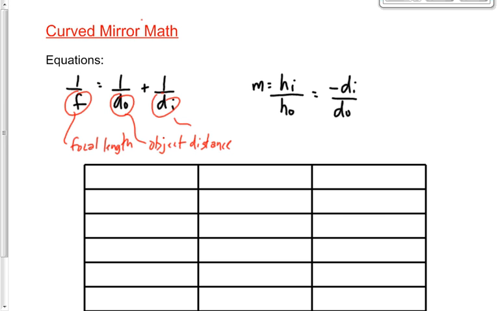And DI stands, of course, for the image distance. So we've already got this one, and we've already got this one, right? It's the same DI and it's the same DO as it was in the other equation. Focal length, the distance from the mirror to the focal point. The object distance, the distance from the mirror to the object. And the image distance, the distance of the mirror to the image.